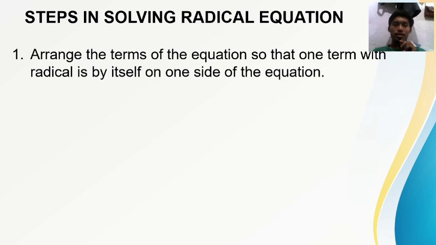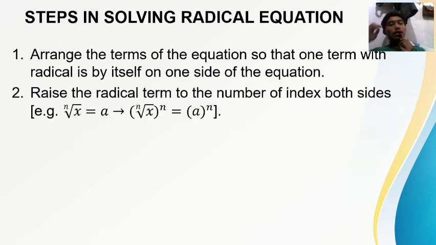First, we have to arrange the terms of the equation so that one term with a radical is by itself on one side of the equation. We should put it on one side of the equation, and that is step 1.